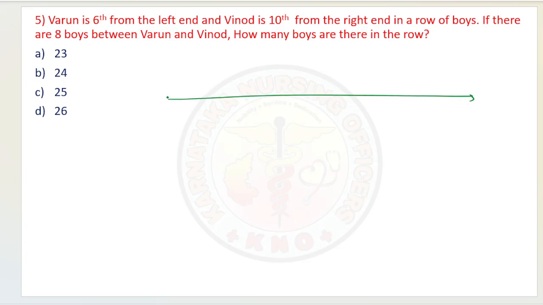Now let us write the data, left, right. Varun is 6th from the left. And Vinod is 10th from the right hand in a row of boys. If there are 8 boys between Varun and Vinod, according to the data. So now what is the question? How many boys are there in the row?